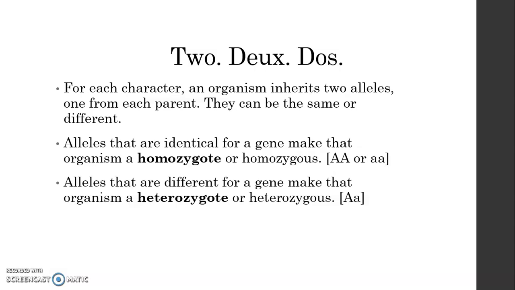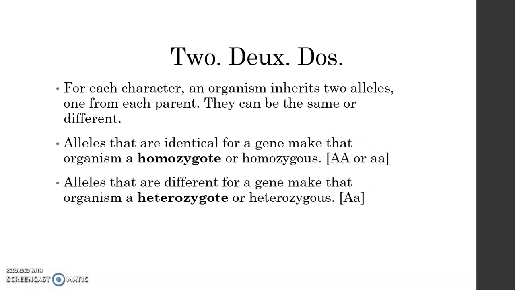If an organism inherits alleles that are identical for a gene, that's going to make the organism a homozygote or homozygous. Remember, homo means same. So they'll either have 2 capital letters, so 2 dominant traits, or they'll have 2 lowercase letters, or recessive traits, if they're a homozygous individual. So that's how we'll represent them, and I'll explain that a little bit more in a second.